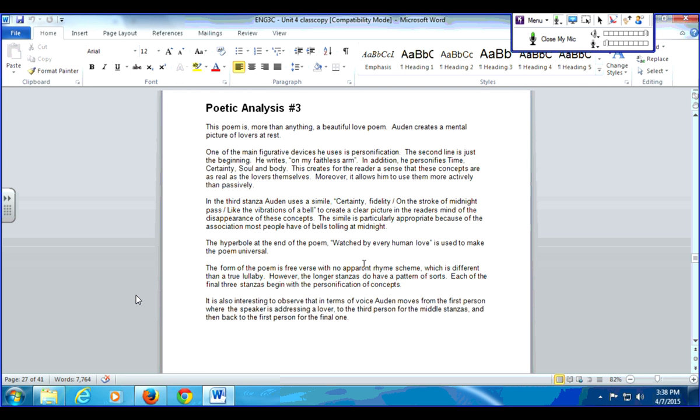In the third stanza, Auden uses a simile: certainty, fidelity, and the stroke of midnight pass like vibrations of a bell, to create a clear picture in the reader's mind of the disappearance of these concepts. The simile is particularly appropriate because most people associate bells tolling with midnight. The hyperbole at the end of the poem, watched by every human love, is used to make the poem universal.